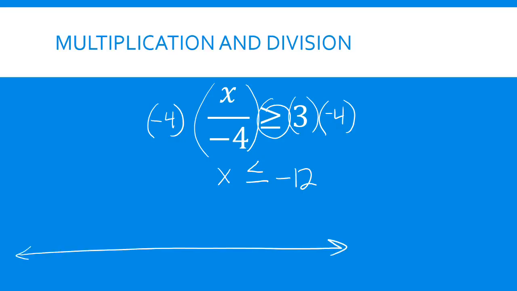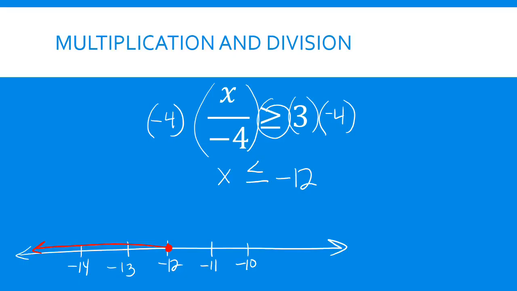So we go ahead and draw out our number line here. So we have -12 in the middle. To the right, we have -11, -10. To the left, we have -13 and -14. So since this is less than or equal to -12, we put a closed circle on -12, and our line is going now to the left.